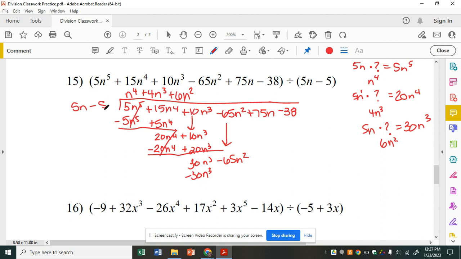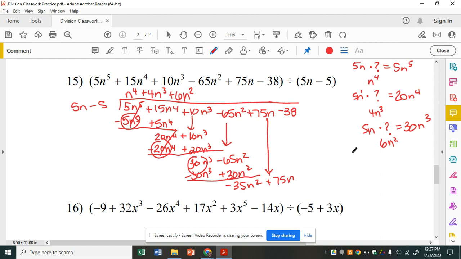And negative 5 times 6n squared will give me negative 30n squared, but again, we have to make it positive. That's going to give me negative 35n squared. And notice every time with these numbers that I end up having that I have to multiply 5n by, they're always divisible by 5. If they weren't, that was your clue that you had made an error. Okay, so I have negative 35n squared. I'm carrying down the next term, which is the 75n.